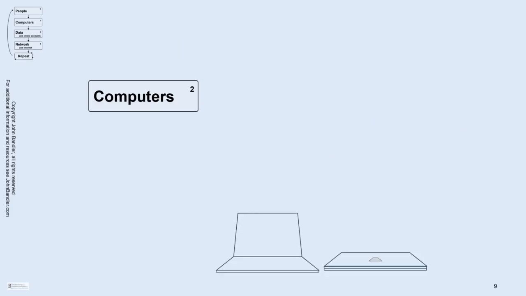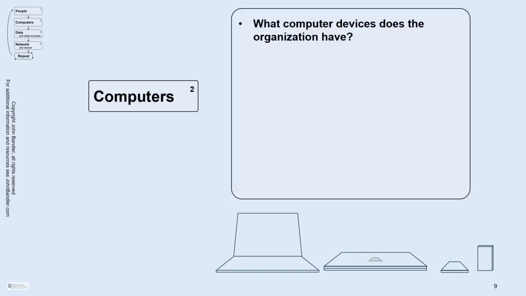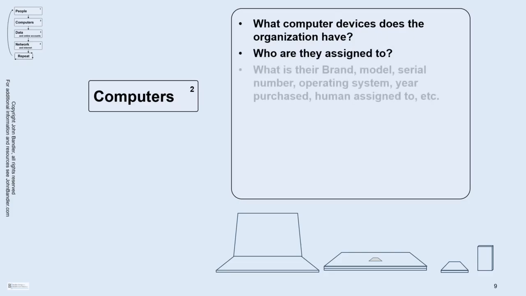Next is computers or computer devices, and that's laptops, it's tablets, it's cell phones, it's servers, it's desktops, it's all of those devices we can put our hands on. We might even want to think about networking hardware while we're at it. And we're thinking, what computer devices does the organization have? Who are they assigned to? What's their brand, model, serial number, operating system? What year were they purchased?